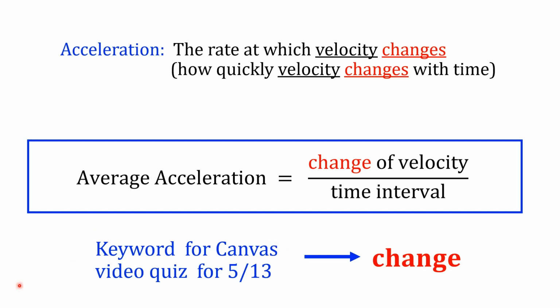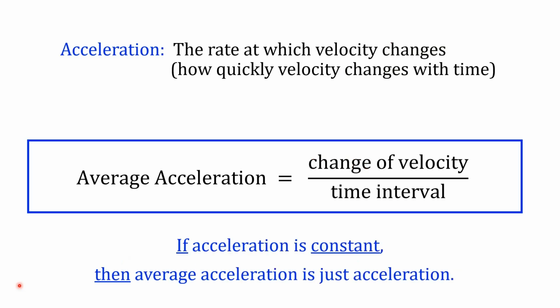Acceleration can actually get pretty complicated, so we're going to start with the basic idea of constant acceleration. Constant acceleration is, of course, an acceleration that doesn't change. So if acceleration is constant, it turns out that the average acceleration is just the acceleration. Or another way to say that is this average acceleration is equal to the instantaneous acceleration. So there's no reason to distinguish between the two because they're always the same.